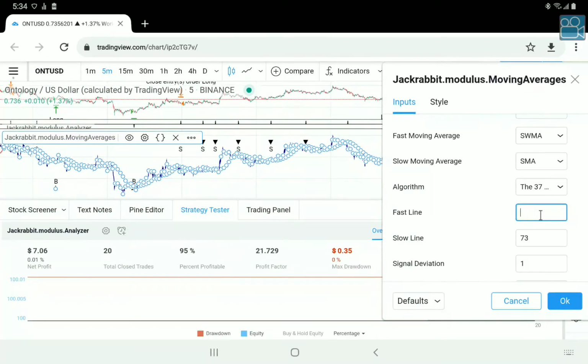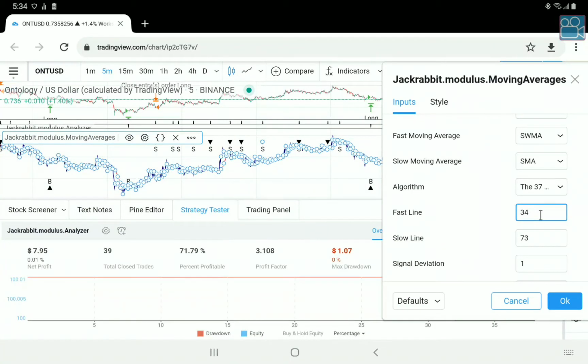Let's go to 34. Let's try to find a balance between too short and too long. Well, 34 gives us a little more money. So let's go to $7.95, 37. So 37 gives us $9.